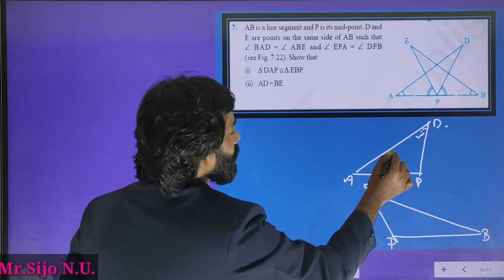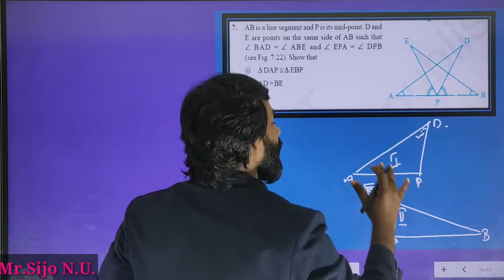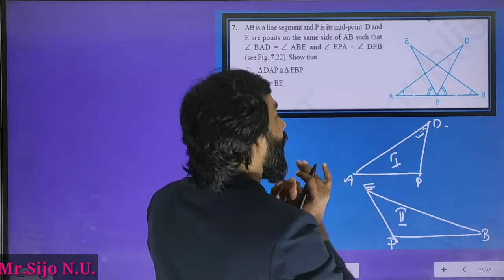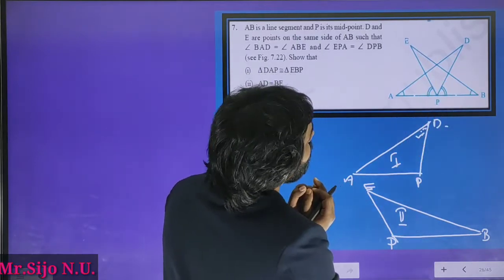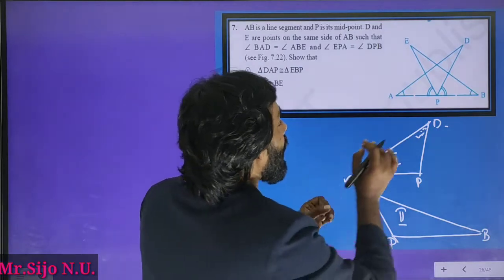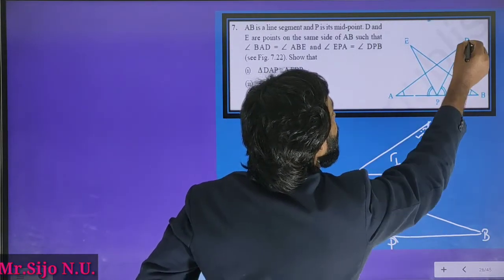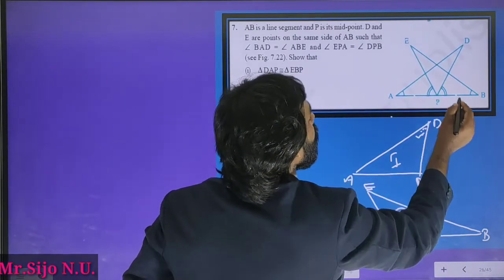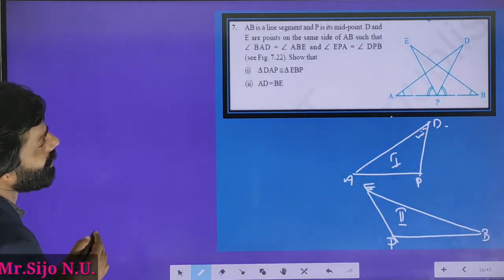Yes, we need to prove this triangle is congruent to this triangle, right? So what do we have to do? Yes, two angles are given, right? This angle equal to this angle, one angle, and this angle equal to this angle, it is given. But here the problem is what? This side equal to this side is given. But in this angle, actually we need this angle APD. But here it is given APE equal to BPE. So just like the previous question, we can write it first.